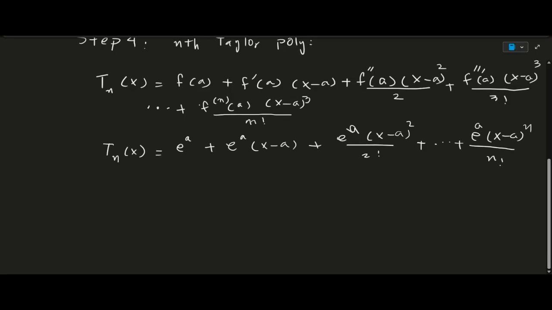So it seems like e to the a is common between all the terms, and so you can factor it out. I want to mention if a is equal to 0, e to the a is going to be 1, and this one is more famous than e to the a, which is the Taylor polynomial of e to the x centered at 0. And so this is the shape of that.